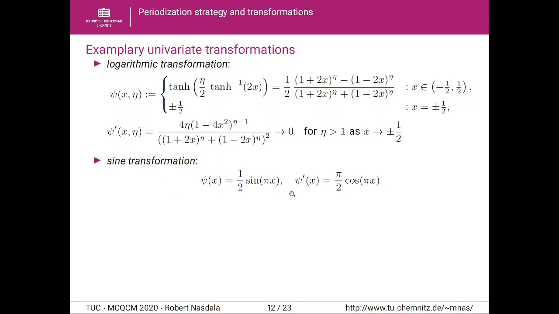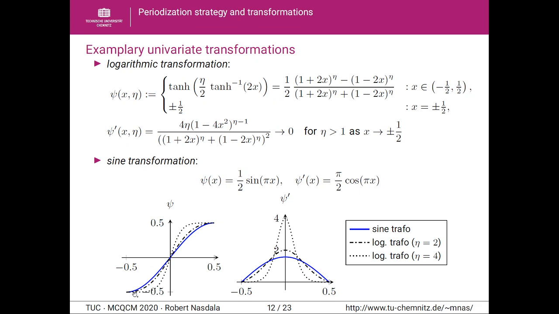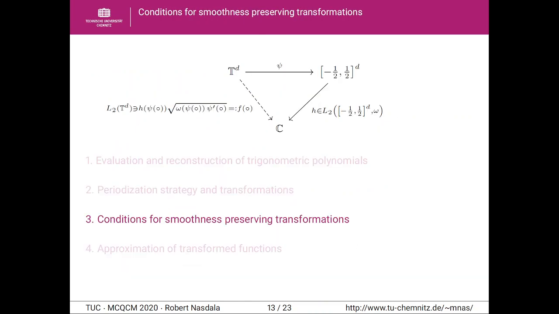And to have a look at them and compare them, here we have in blue the static sine transformation, and here we have the logarithmic transformation for eta equals 2 and eta equals 4. And as we observe here in the first derivative, they all have the 0 boundary condition, but with increasing the parameter, the first derivative decays faster and faster into the 0 point at the bounds, which is a crucial property that we need to discuss the smoothness preserving properties that we want these transformations to have.